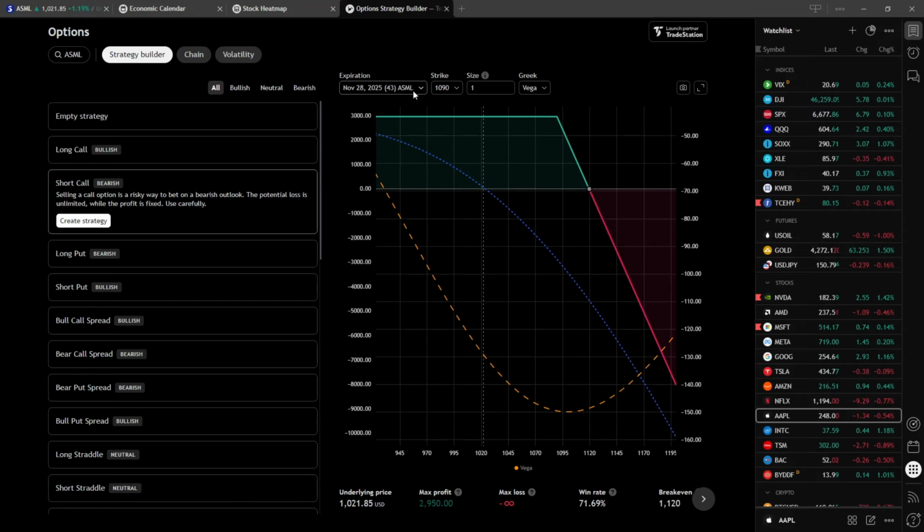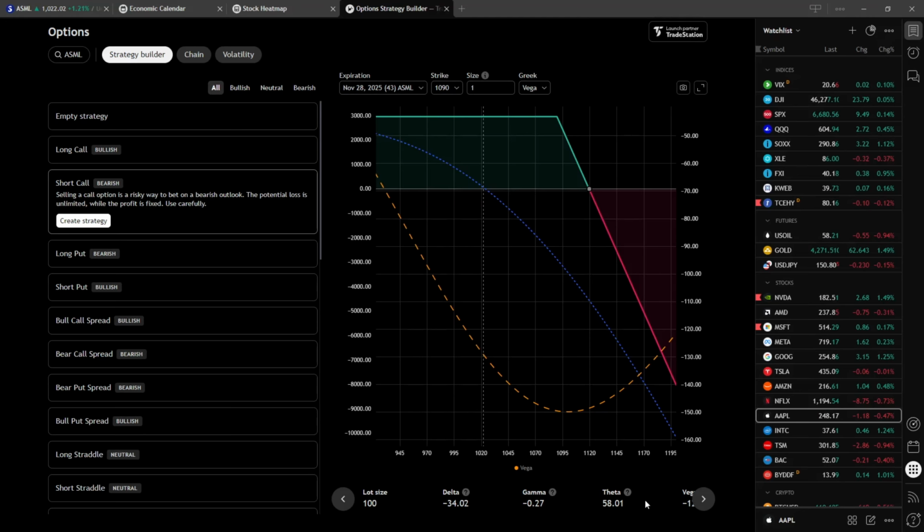Expiration is around 45 days out typically. This is the average play. If it's less than that, you don't get that much premium. Too far out, too much uncertainty. So 45 days is the golden area. Strike price is delta dependent.